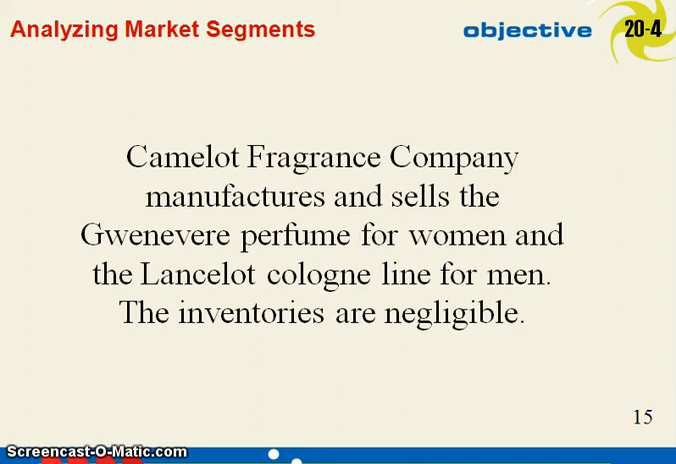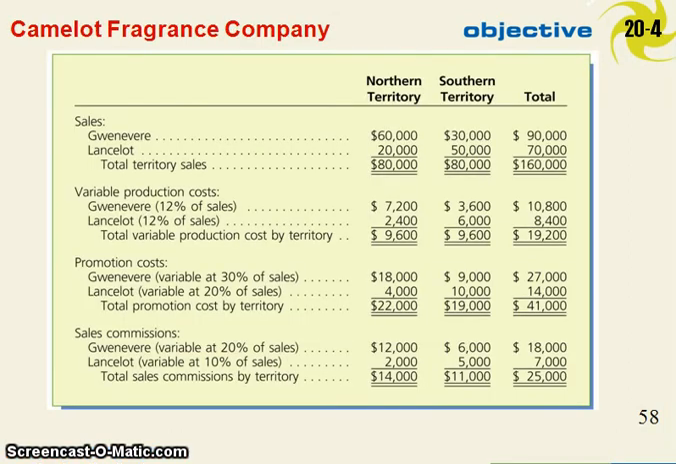Alright, so let's read through this. Camelot Fragrance Company manufactures and sells Guinevere perfume for women and Lancelot cologne for men. The inventories are negligible, meaning they're really not important. Okay, so here we go. We can look at the data from the Northern Territory selling this perfume, and we're looking at Camelot. Camelot's the name of the whole company. And we've got 2 different types of perfumes and colognes. Guinevere for women, Lancelot for men. It looks like in the Northern Territory they sold an awful lot of Guinevere. In the Southern Territory maybe they sell more Lancelot.